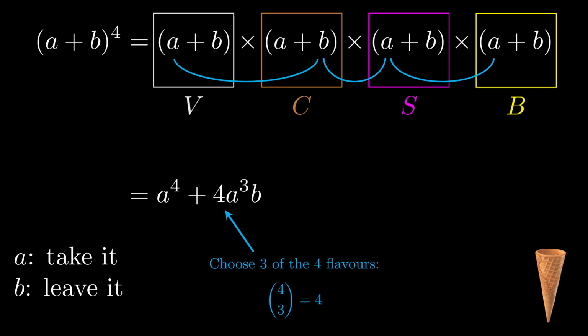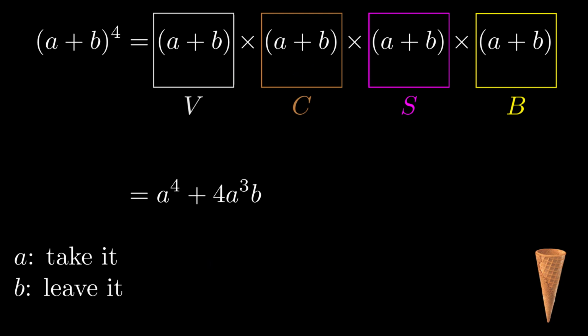And so in the final expansion, we can go straight to the end and say because there are 4 selections of 3-scoop ice creams, that must be 4 a cubed b's, because each a cubed b is just a 3-scoop ice cream. Okay? And so let's look at the next one.